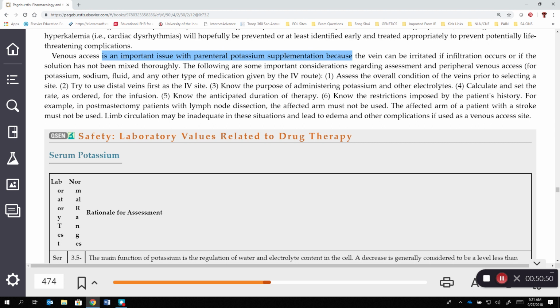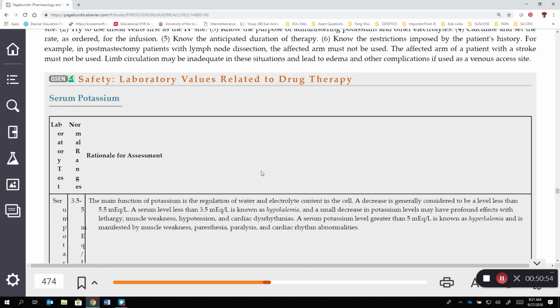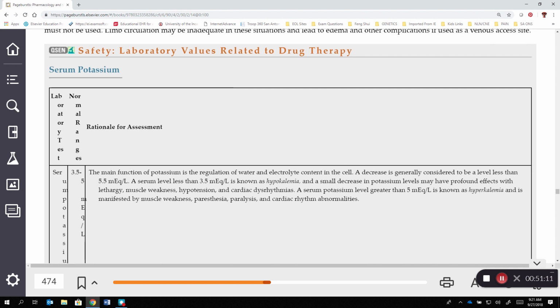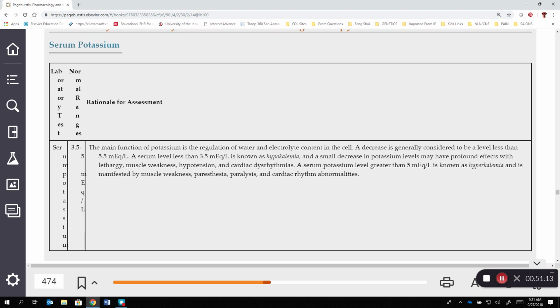It's talking about IV access right here, about post-mastectomy, lymph node dissection. You do not need to know all of that. I just want you to know that it can irritate the veins. You want to assess the site to make sure there aren't pre-existing problems that infusion of potassium is just going to make worse. And that you have to regulate the infusion very carefully.